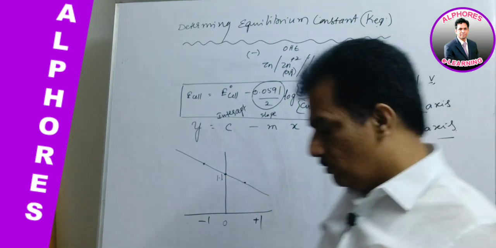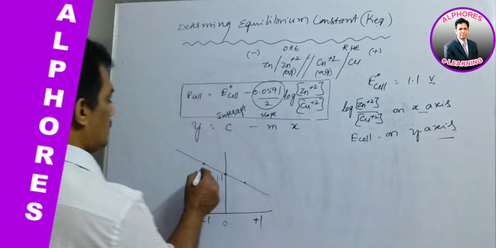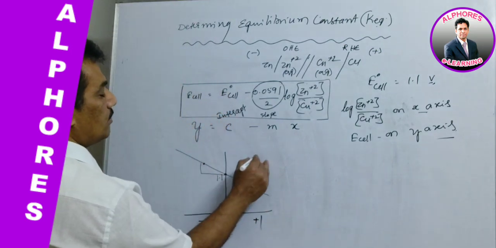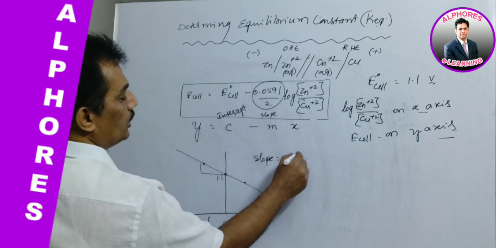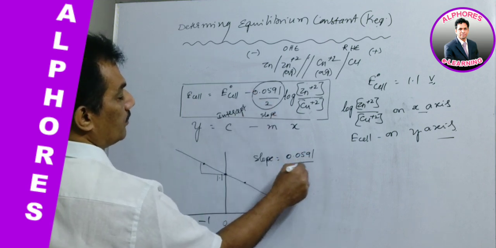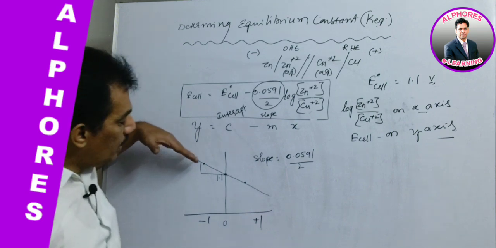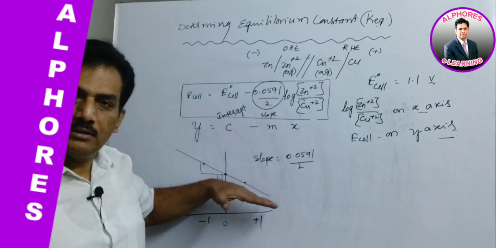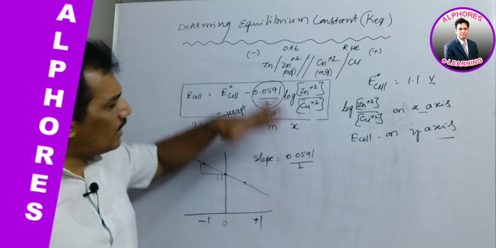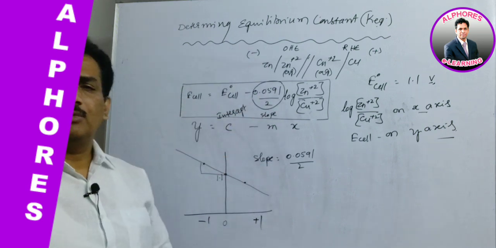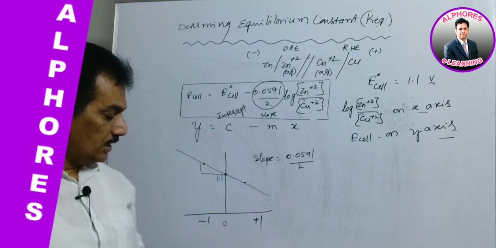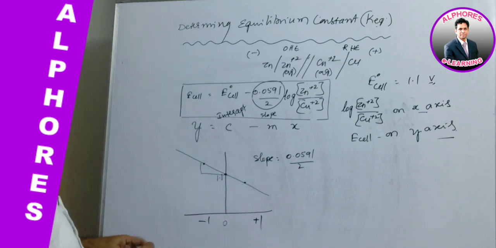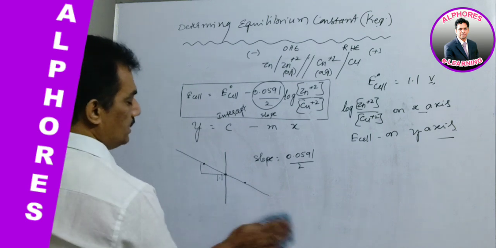Now the slope, how much is the slope for this graph? The slope is nothing but equal to this one, 0.0591 by n. With that slope, it gives the graph like this. Are you following? For almost all these electrochemical cells, the graph appears like this. Clear? That is about the chemical equilibrium constant and EMF of the cell.